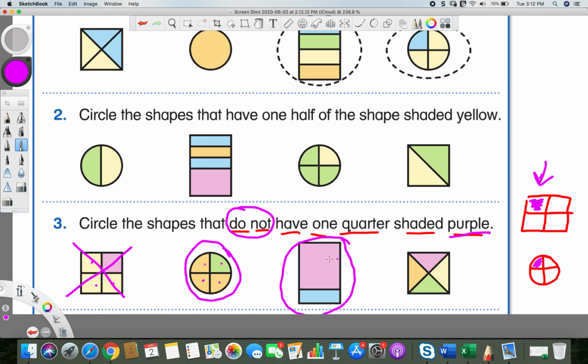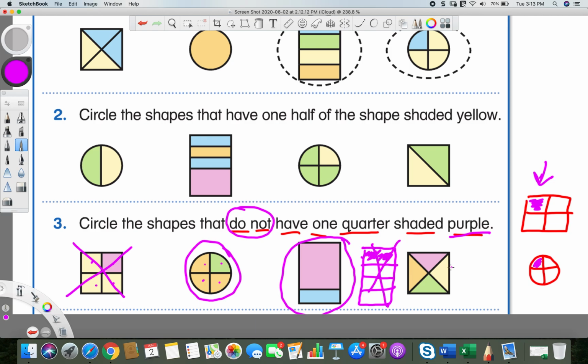Now if it was cut something like this, where it had 1, 2, now if it was cut like that, where it was in 4 parts and then one of them was purple, then we wouldn't want it. But since a lot of this is purple and it's only cut into 2 pieces, it's a-okay. But this one over here, we wouldn't want it.